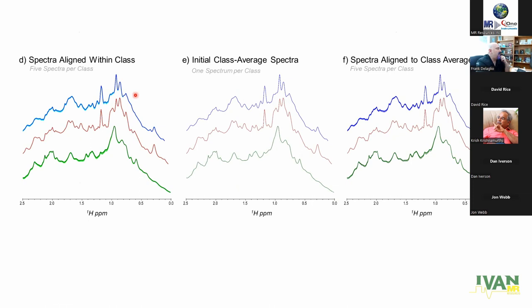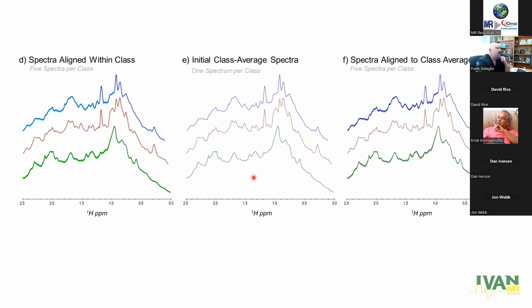And we can pick one arbitrarily. We can pick the one that has the greatest amount of overall intensity, whatever method we use. After we align all of the spectra within a class, we generate a class average spectrum for each of the three samples. And then we go through a second alignment where we align each spectrum in the class to its class average spectrum.